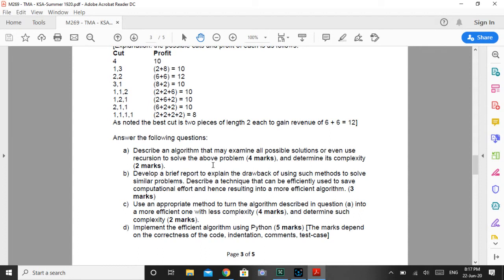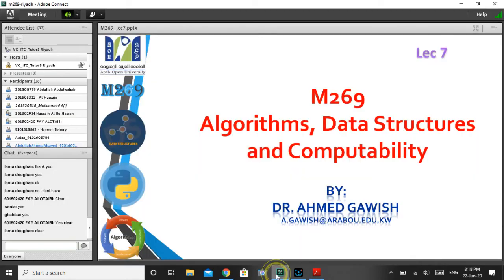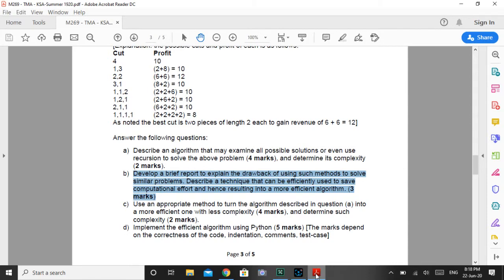The second is, develop a brief report to explain the drawback of using such a method, the method you have described in A. What is actually the drawback of developing such a method to solve similar problems? This particular method is suitable for this particular problem. What will be the problems if I am applying this method over similar problems, not the same problem?